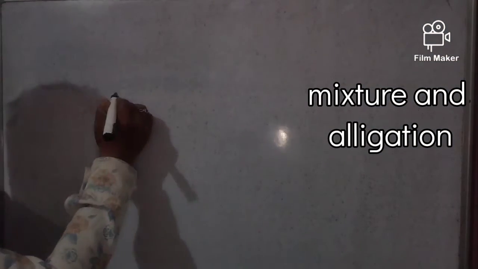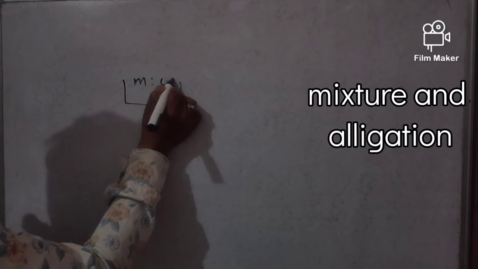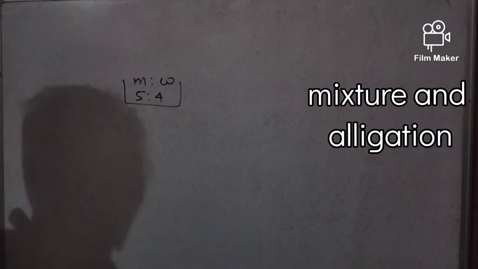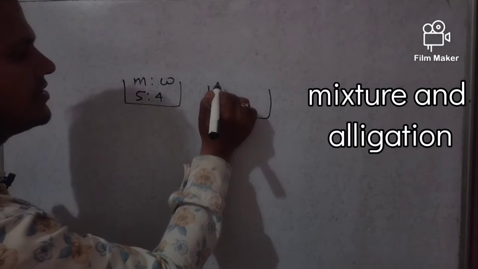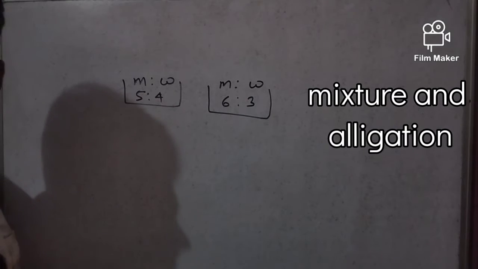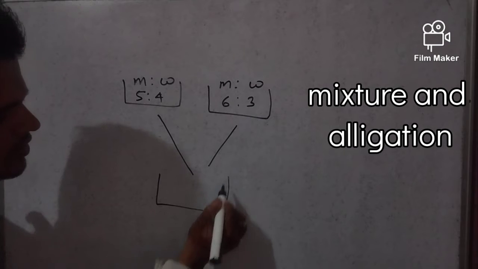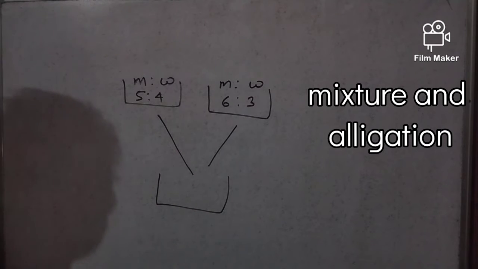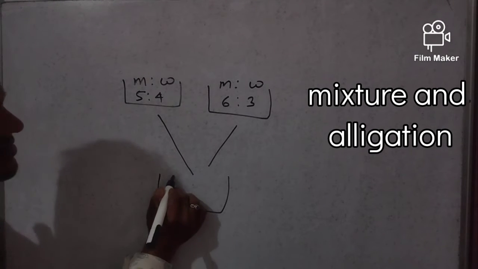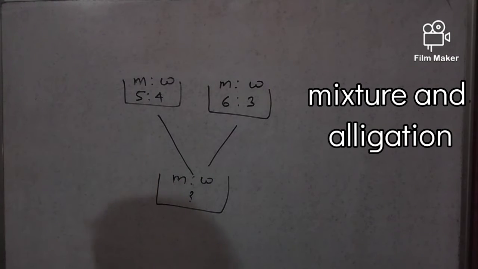Suppose you have two containers. In one container, the milk and water ratio is 5:4. In the second container, milk and water is 6:3. If both are mixed in a large container, what is the ratio of milk and water in the large container? First we will solve in the traditional method, then we will solve in an easy method.